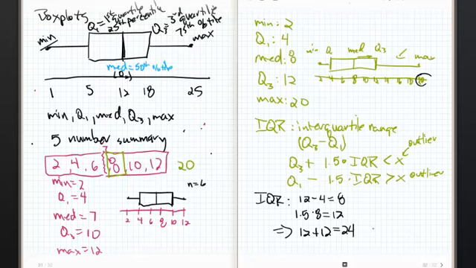Now, our biggest number is 20. Because 20 is not greater than this, even though it appears as though 20 may be an outlier because it gives us that real long whisker, this is not an outlier. It wouldn't be an outlier unless it were greater than 24.